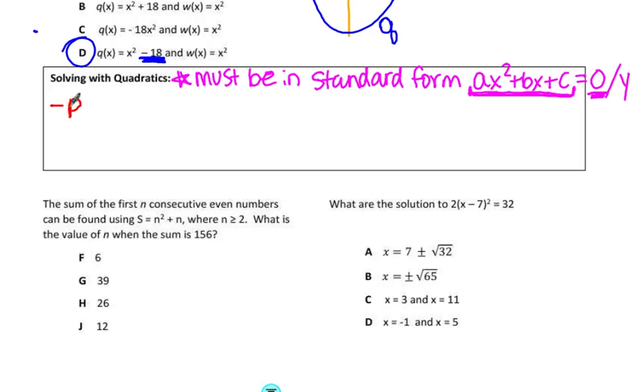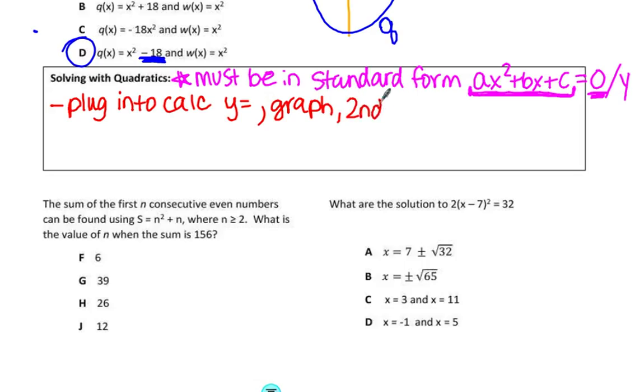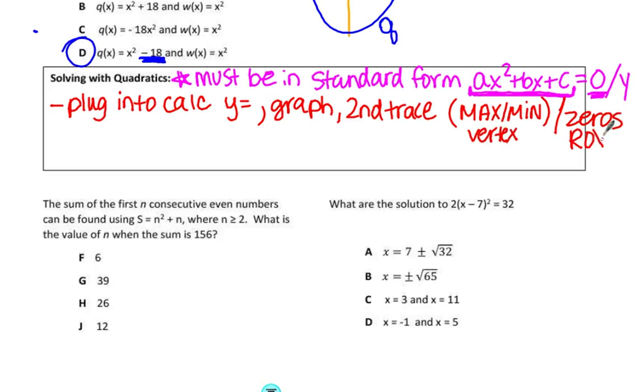And then with solving these, there are lots of ways to do it, but the easiest way is to just plug it into your calculator, into y equals, go look at your graph, and then use your second trace functions. There you can find your max, min, and also your zeros. The max, min is talking about your vertex, and the zeros are the roots, x-intercepts, and solutions.